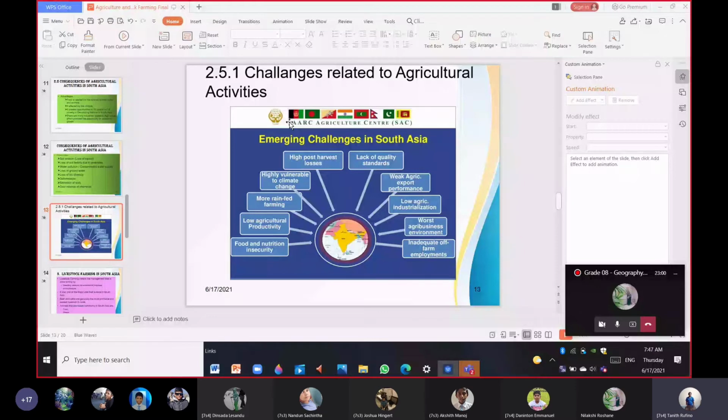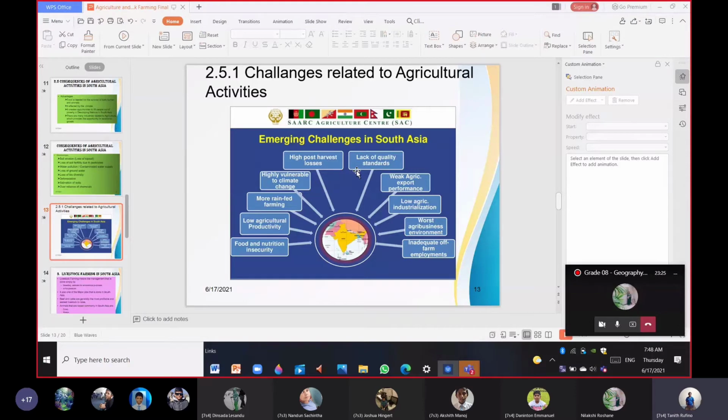Food and nutrition insecurity, low agricultural productivity, more rain-fed farming, high vulnerability to climate change, high post-harvest losses, lack of quality standards, weak agri-export performance, low agri-industrialization, worst agribusiness environment, inadequate off-farm employment.